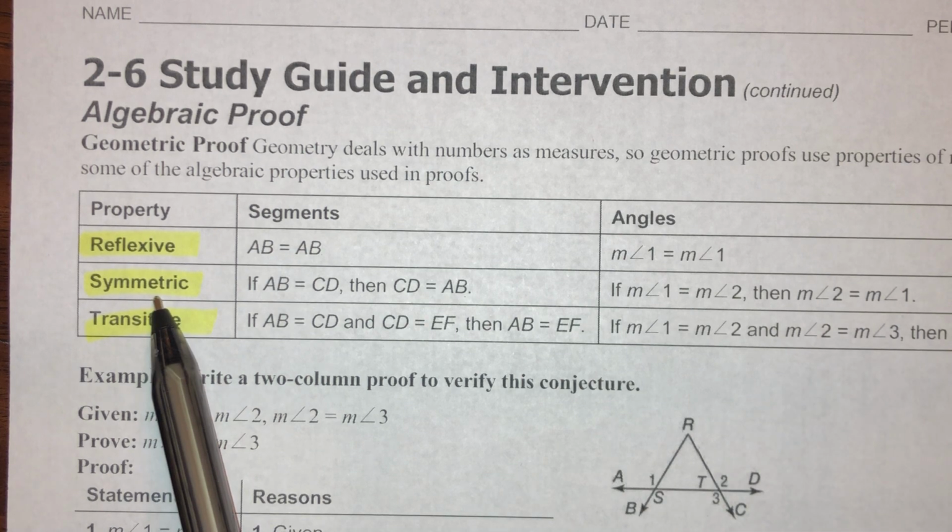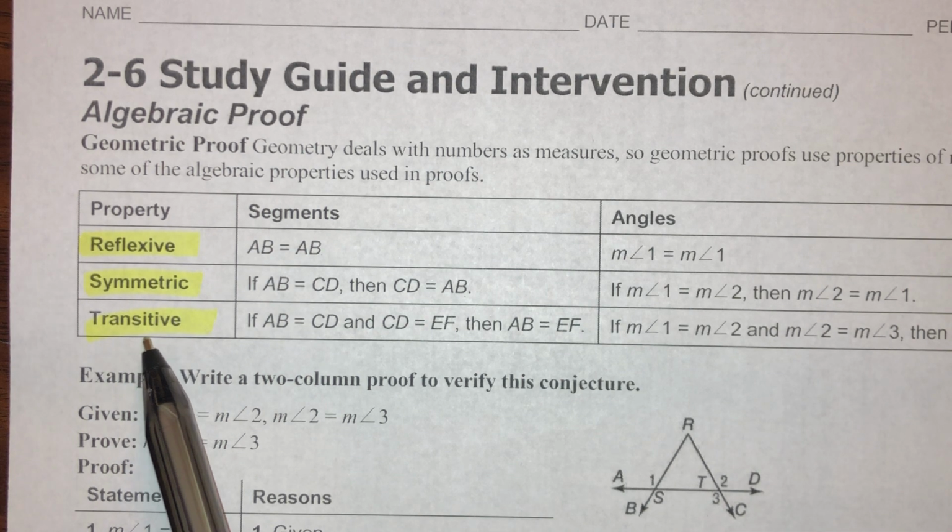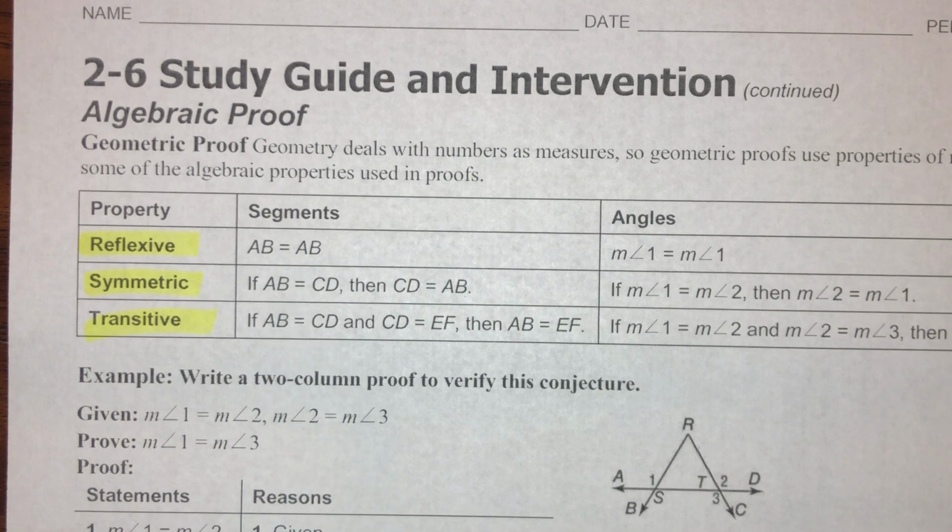That's the symmetric. And then the last one is transitive. This is kind of the easiest one out of the three to remember because it cuts out the middleman.